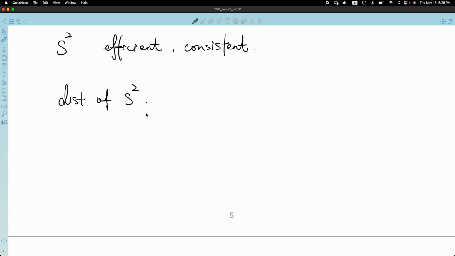Okay, so let's start from what we know, which is (n minus 1) S square over sigma square. For this one, we already proved that this is a chi-square with degrees of freedom n minus 1. If you want to check this distribution, you can check your previous notes. We proved using the moment-generating function that this is chi-square with n minus 1 degrees of freedom. Okay?